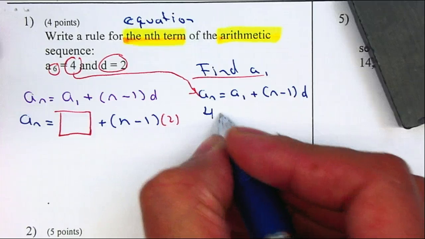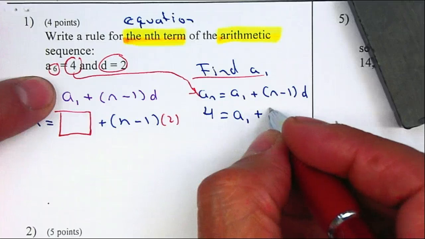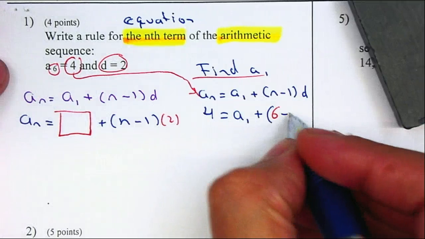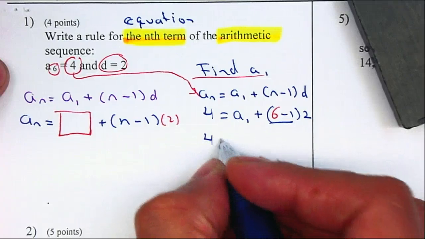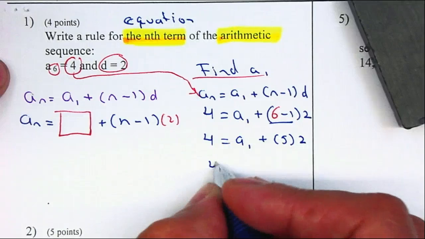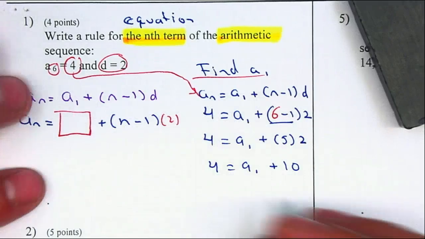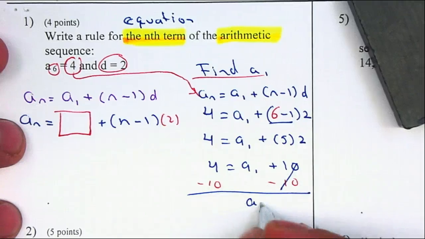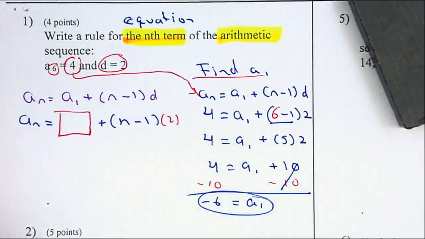So 4 is equal to a sub 1, that's what we're looking for, plus the n is the little number, which will be the 6, minus 1, and multiply by the difference, which is 2. I must simplify what's inside. 4 is equal to a sub 1 plus 5 multiplied by 2. 4 is equal to a sub 1 plus 10. It's adding, so therefore I must subtract 10 on both sides. That cancels, so a sub 1 is equal to negative 6. So it means that my first term was negative 6.